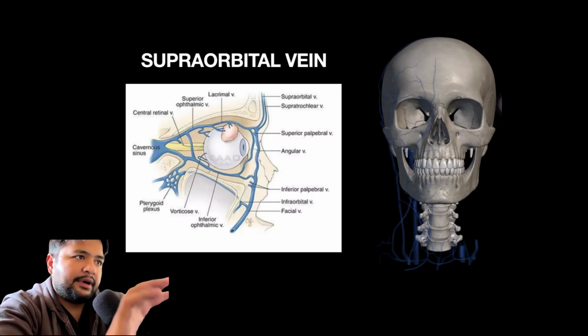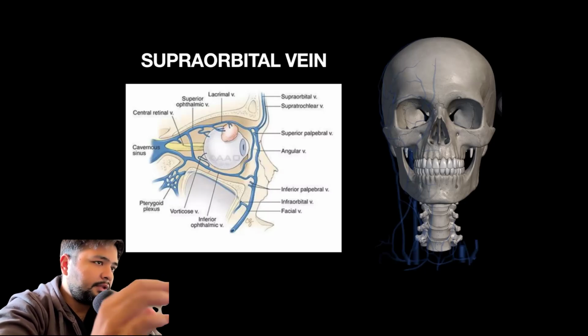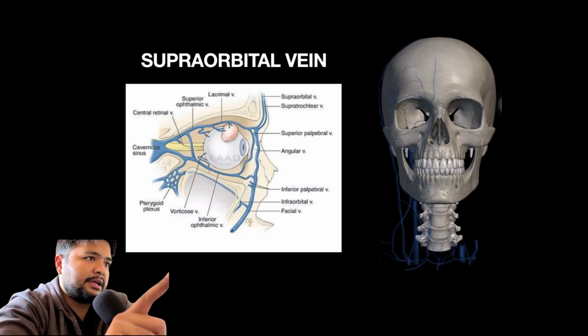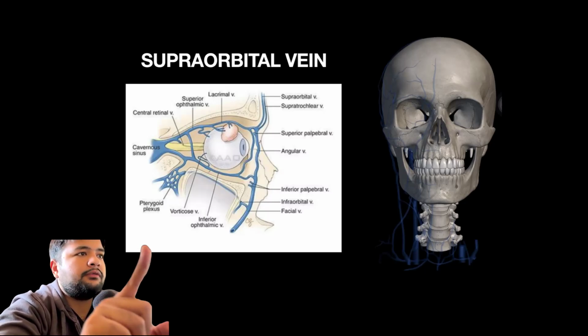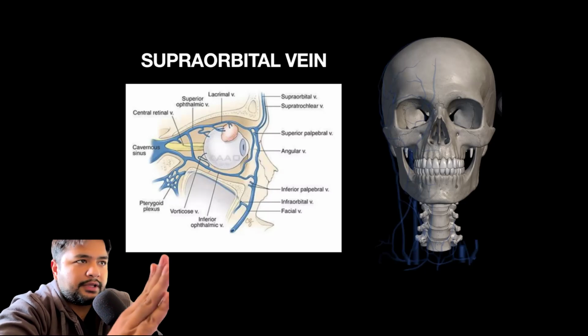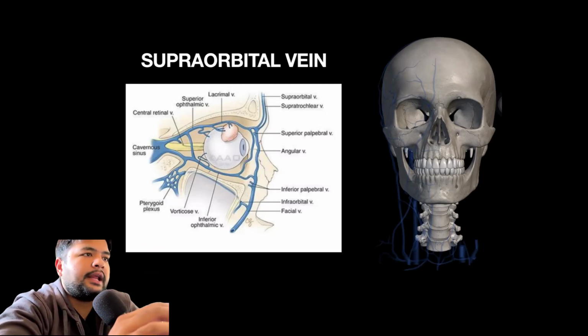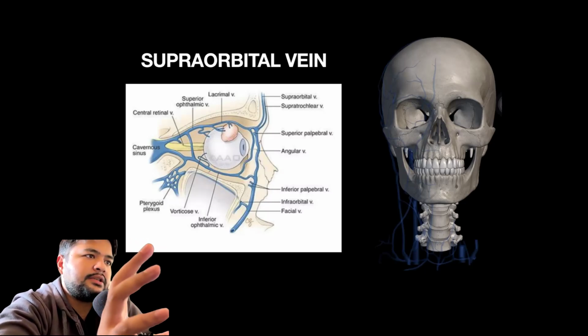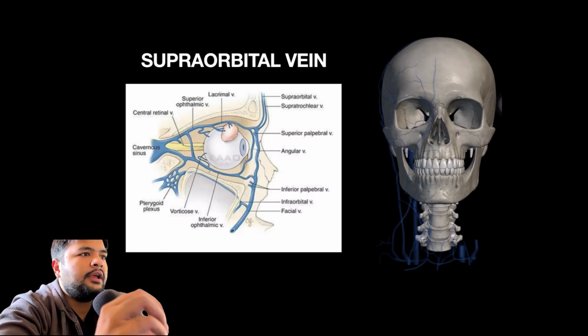Internally, from the cavernous sinus, we can see that one major vein is coming from the upper side, that is the superior ophthalmic vein, which further moves towards the lacrimal vein. So this is all eventually draining into the facial vein.